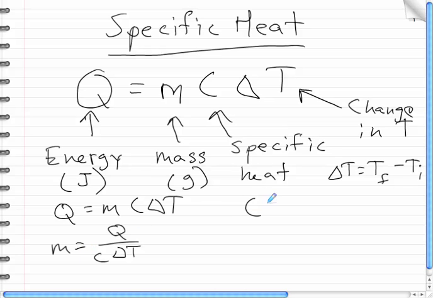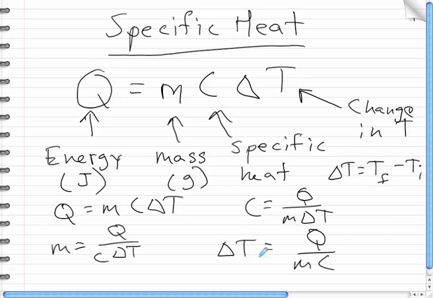If you're solving for C, that would just be Q over M delta T. Okay, so if you know the energy change, you know the mass, you know the temperature change, you can figure out the specific heat of that substance. And even if you're trying to find delta T, that would just be Q over MC. Once you have your delta T, if you know what you started with, you could figure out the final or initial temperature. Okay, so those are the basic calculations we could do with our specific heat equation.